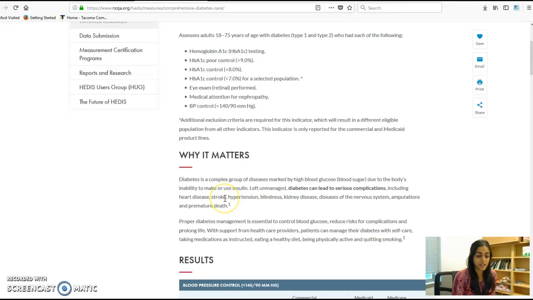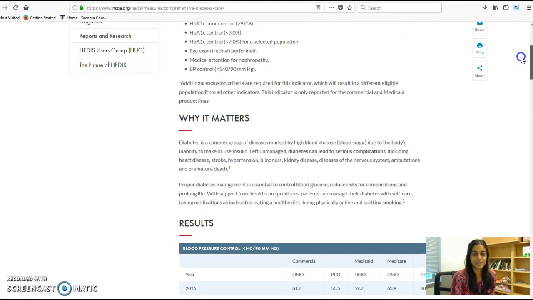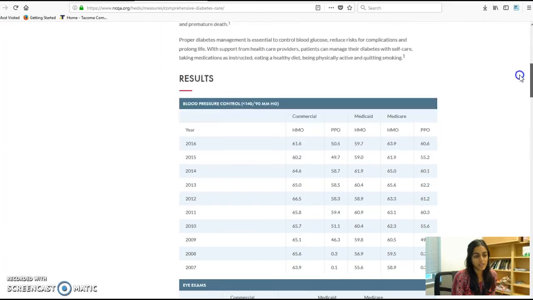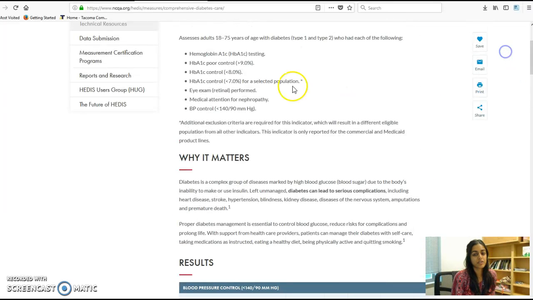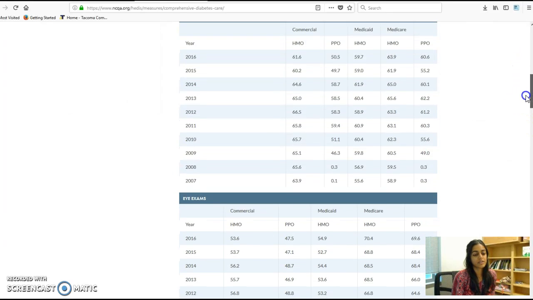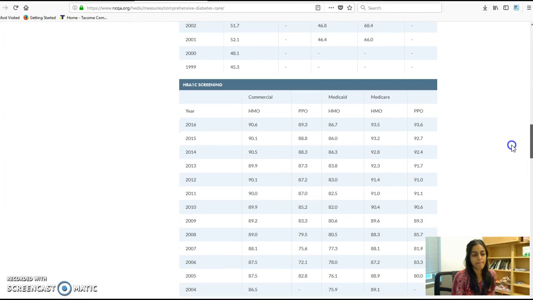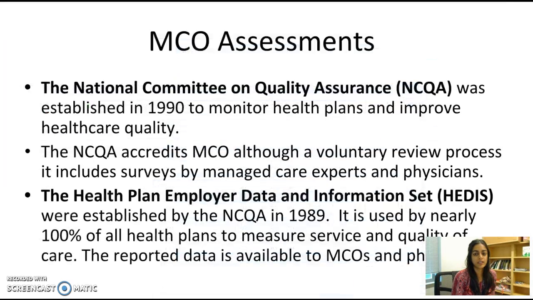And they also talk about the complications, which I find really helpful, and sort of an incentive to prevent the condition because complications come later down the line. So again, all the measures that they include here have results. And so that was just a quick look into HEDIS measures.